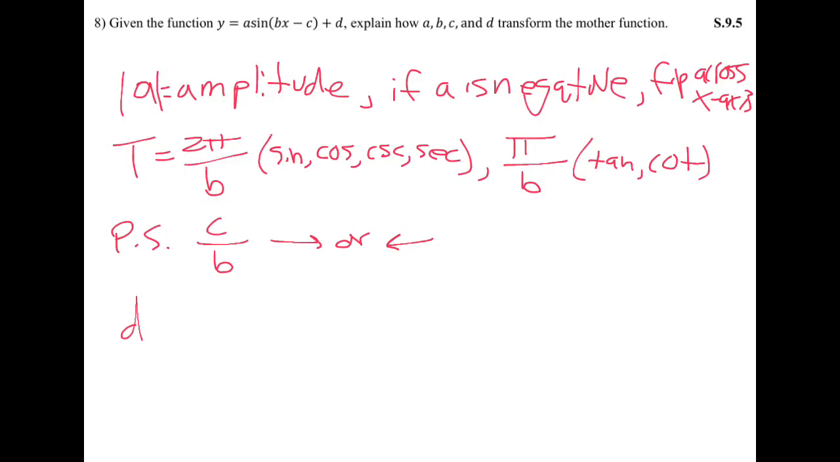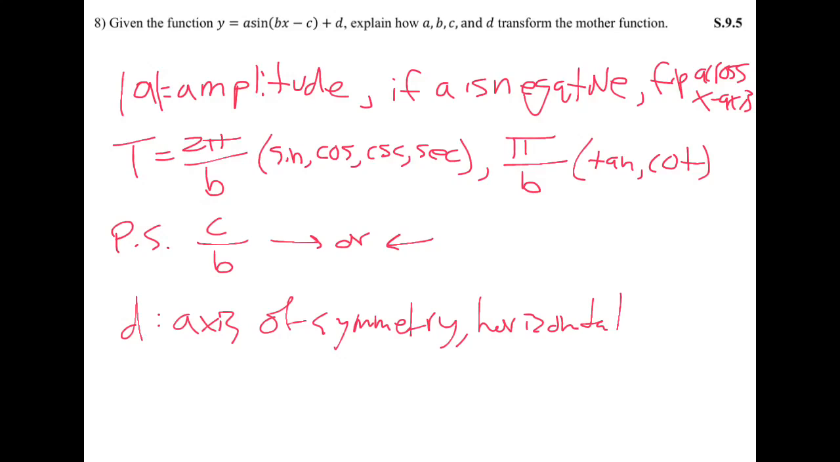And then finally, D is going to essentially move your axis of symmetry, running horizontally. Normally, it's at y equals 0, but it will always be at y equals d, whatever that is. So those are the three pieces, and that's how they work. Those transformations are the same for everything except for tan and cotan. The only difference is the period of tan and cotan is pi over b. So you need to do pi over b instead of 2 pi over b.